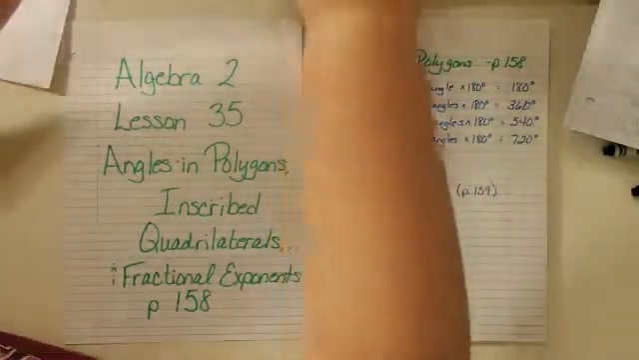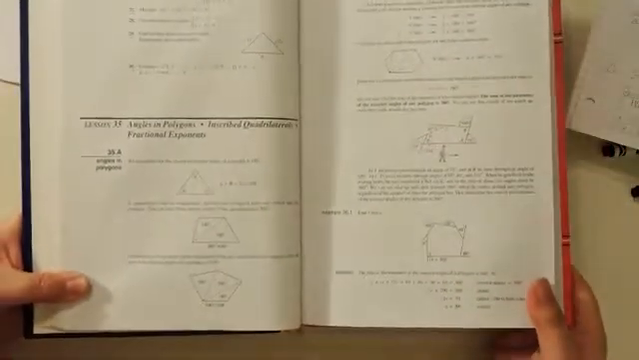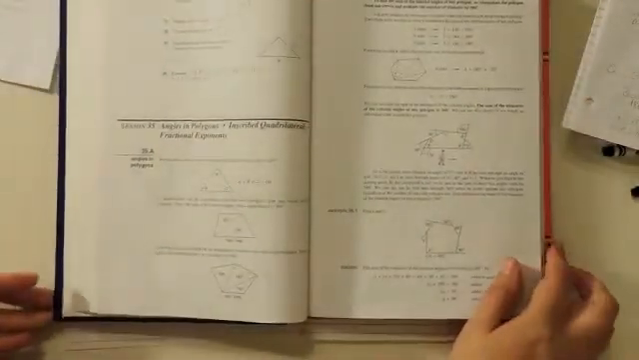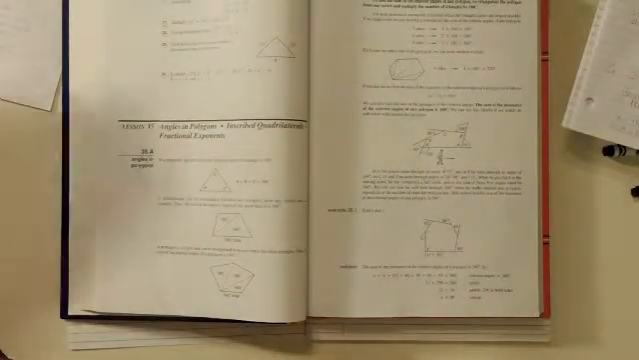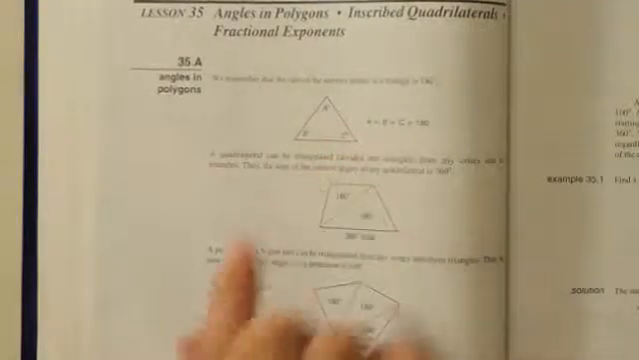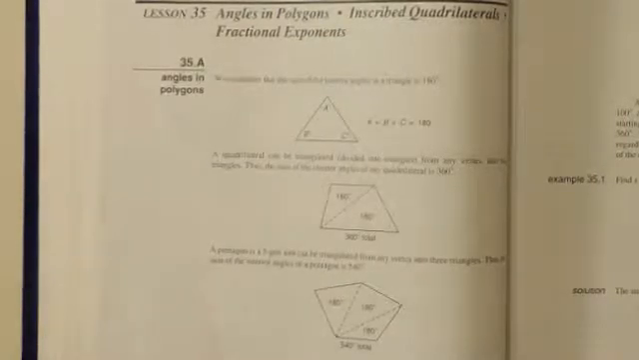Okay, we're going to spend a lot of this chapter looking at your book. So if you find page 158 in your book, we remember that the sum of interior angles of any triangle is 180 degrees. Any quadrilateral, and remember quad means four and lateral means side, so a quadrilateral has four sides, can be triangulated or divided into triangles from any vertex into two triangles.